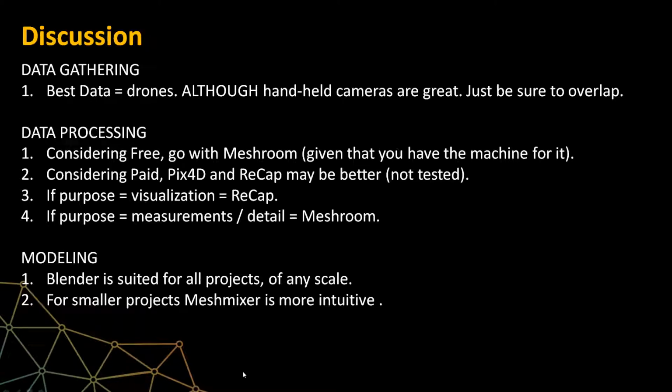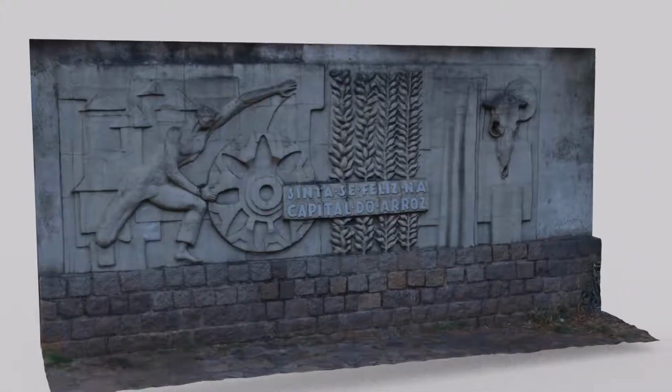For modeling, Meshmixer is more intuitive and is excellent for smaller projects, but it crashed a lot when we tried to load large meshes like the ones we were working with in architecture. So if we have more than 1 million vertices, 1 million triangles, depending on the machine, the software will have a lot of problems computing and processing that, so it will crash often. And Blender is suited for all projects of any scale.